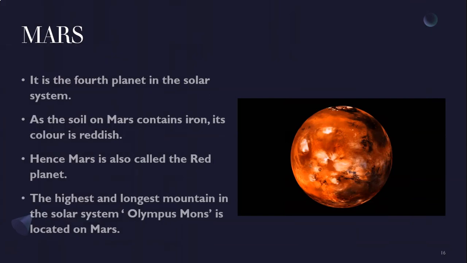Mars. It is the fourth planet in the solar system. As the soil on Mars contains iron, its color is reddish. Hence, Mars is also called the red planet. The highest and longest mountain in the solar system, Olympus Mons, is located on Mars.